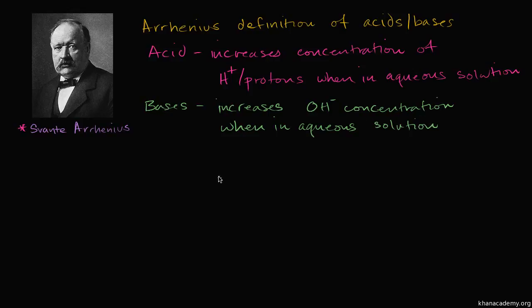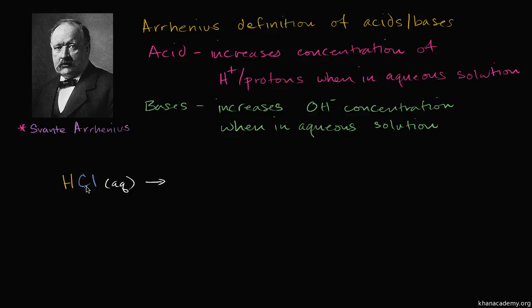Let's look at some examples. So a strong Arrhenius acid, and actually this would be a strong acid by other definitions as well, would be hydrochloric acid. You put it in an aqueous solution, so that's the hydrogen, you have the chlorine. It will readily dissociate. This reaction strongly favors moving from left to right.